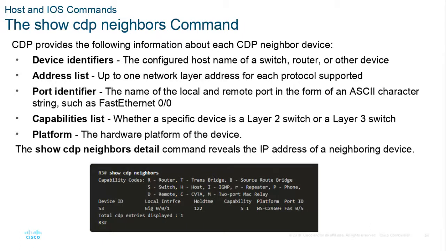Because with show CDP neighbors, I can say that my gigabit 0/0/1 port on my router is connected to the fast Ethernet port 0/5 of the switch. Oh, and that's the proper wiring for the lab. That way you don't spend an hour doing a lab and then figure out, no, you wired it up improperly, and it's not going to work the way it's supposed to.